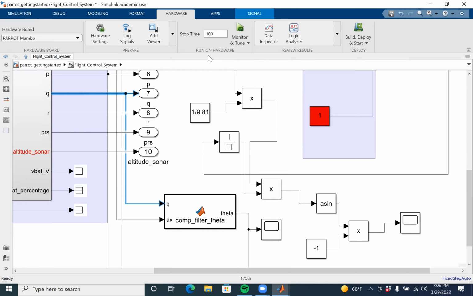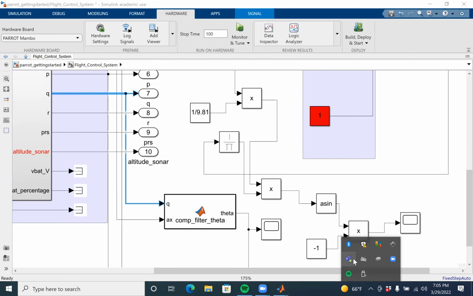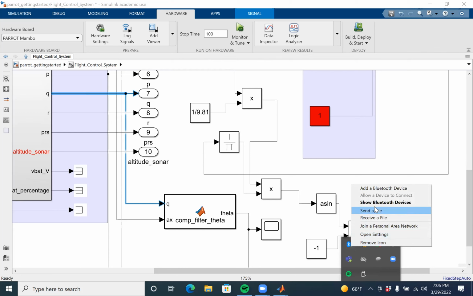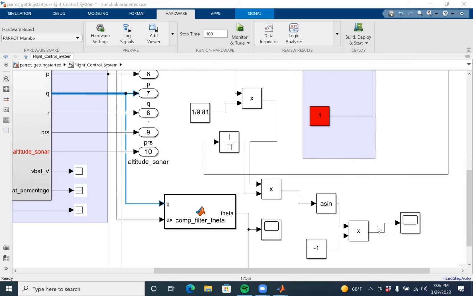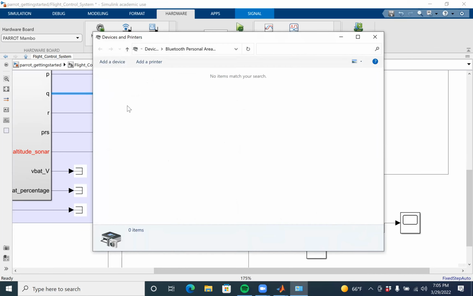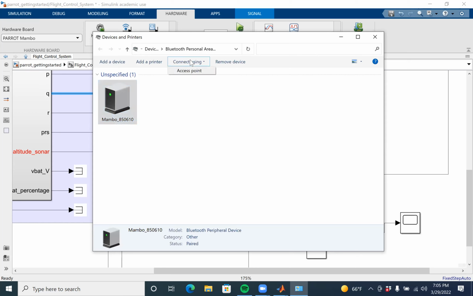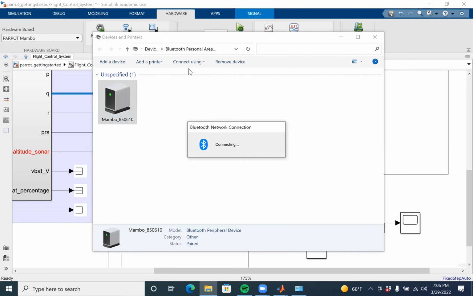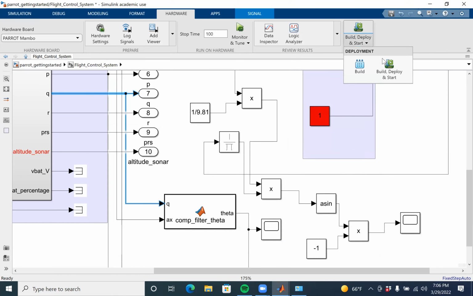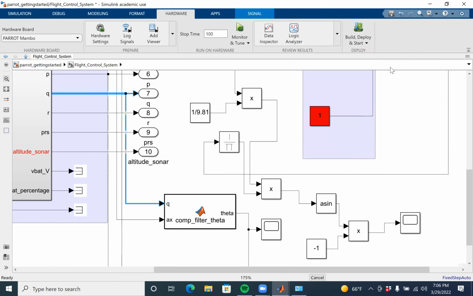Wait. Patrick, hold your horses. First, let me get to these basic steps. Join the personal area network. Connect using access point. Connection successful. Build, deploy, and start.